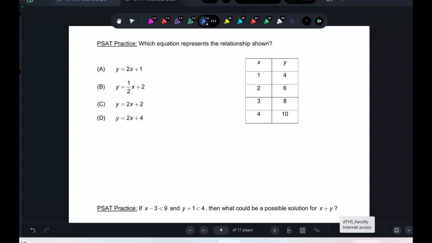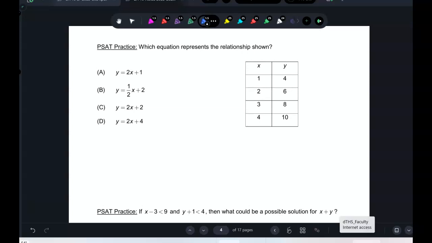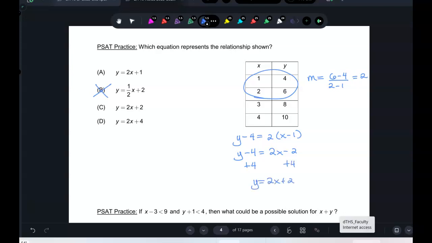How do we know which one it is? It's B. It's C, Shelby. You just tried a bunch of times? You actually just plugged in numbers? Yeah, I did 2 times 1 plus 2. Slope would be 6 minus 4 over 2. You can do that. I know it can't be the one upside down. If you want to find the equation... So it should be C.